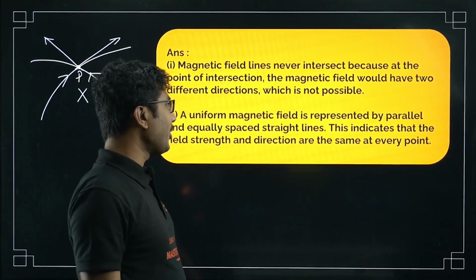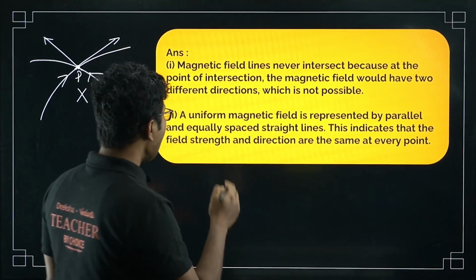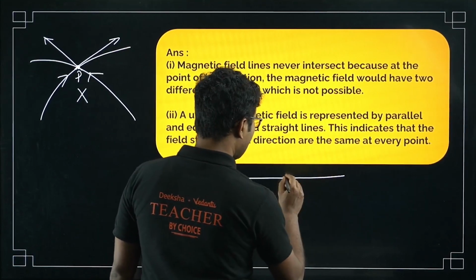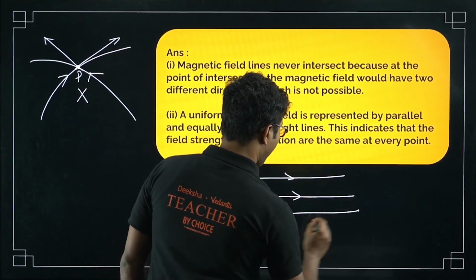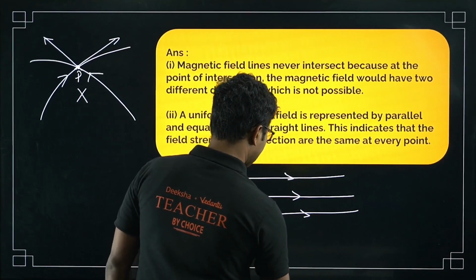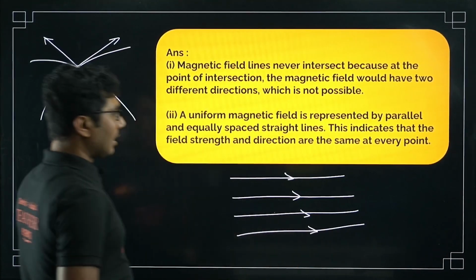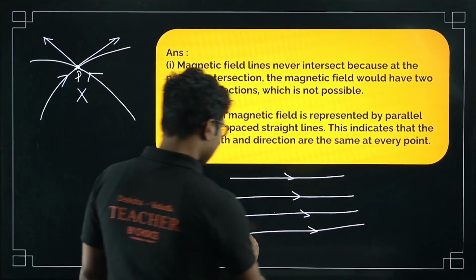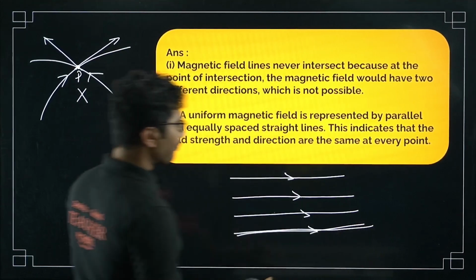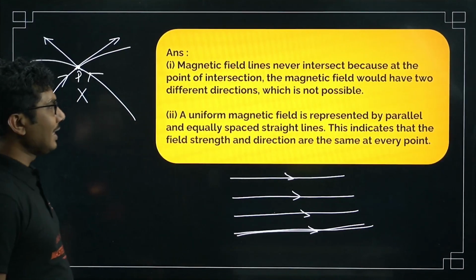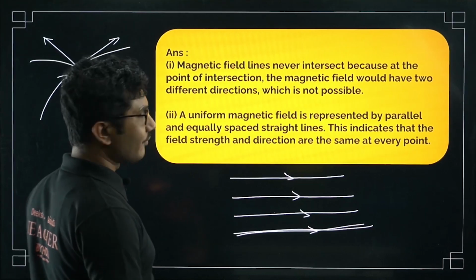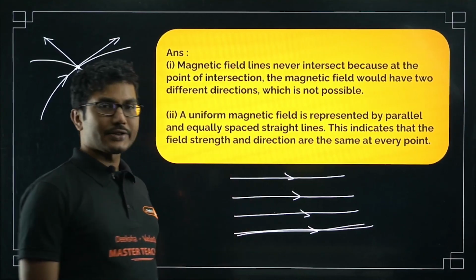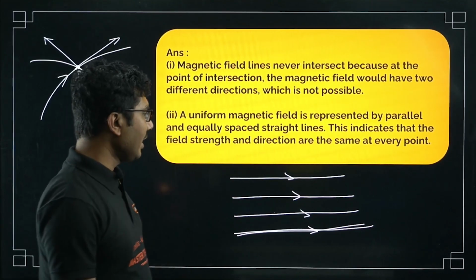A uniform magnetic field is represented by parallel and equally spaced lines. So parallel and equally spaced lines, you have to draw the diagram as well, even though slightly this line is not perfectly parallel. This indicates that the field strength and direction are the same at every point.